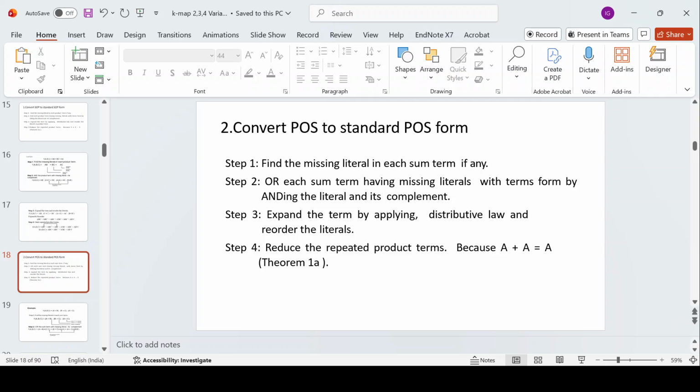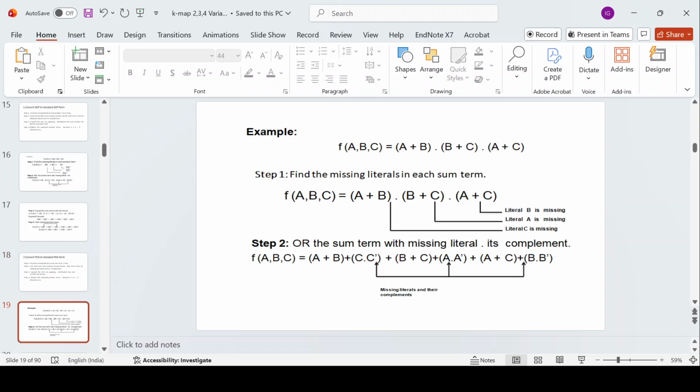In the same way, here we have to convert the non-canonical POS into standard POS. The same procedures, the same steps are to be followed for that. So the first step is to find the missing literal in each term. After that, we have to OR each sum term and expand that. Then we can reduce the repeated product terms with the help of the law.